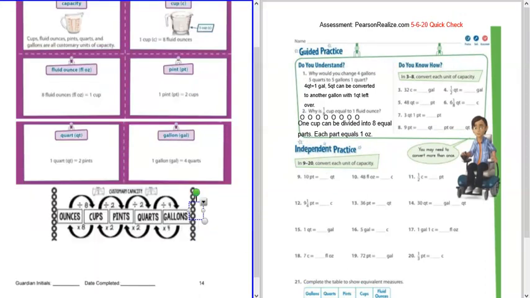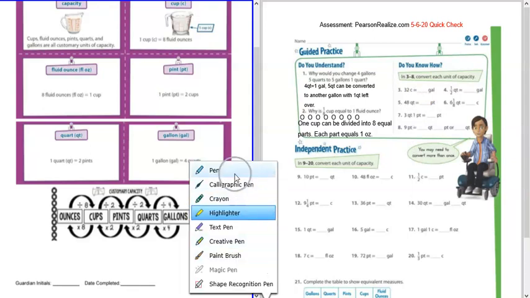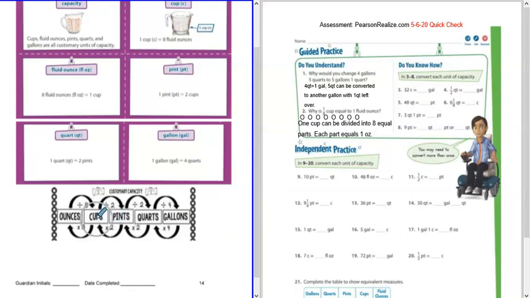On number 3, we have 32 cups, and we're turning those 32 cups into gallons. So we're starting here at cups, and we're going all the way over to gallons. So we're going to start with 32, and we have to go part by part. So we have to go from cups to pints first. So 32, we're going to divide by 2, which gives us 16. So we've done this part.